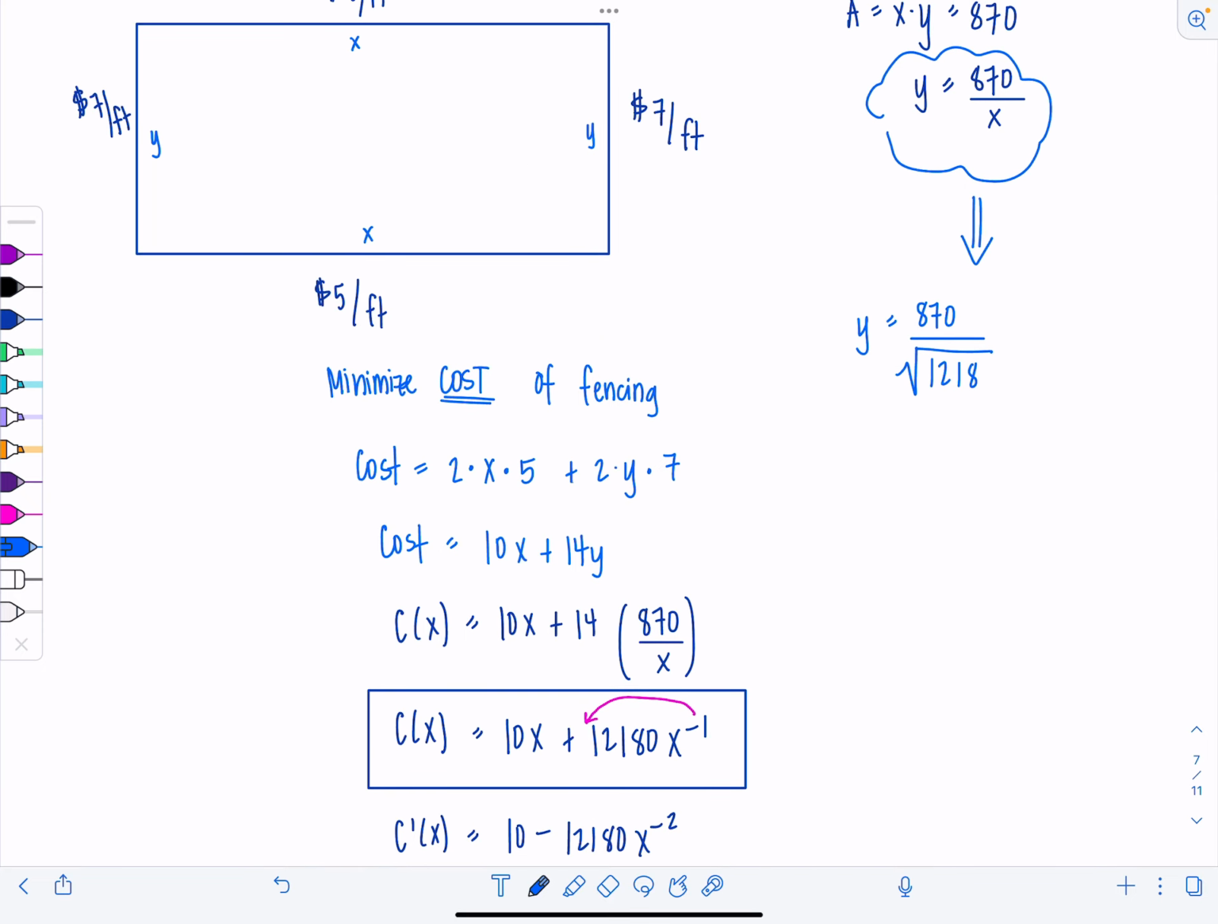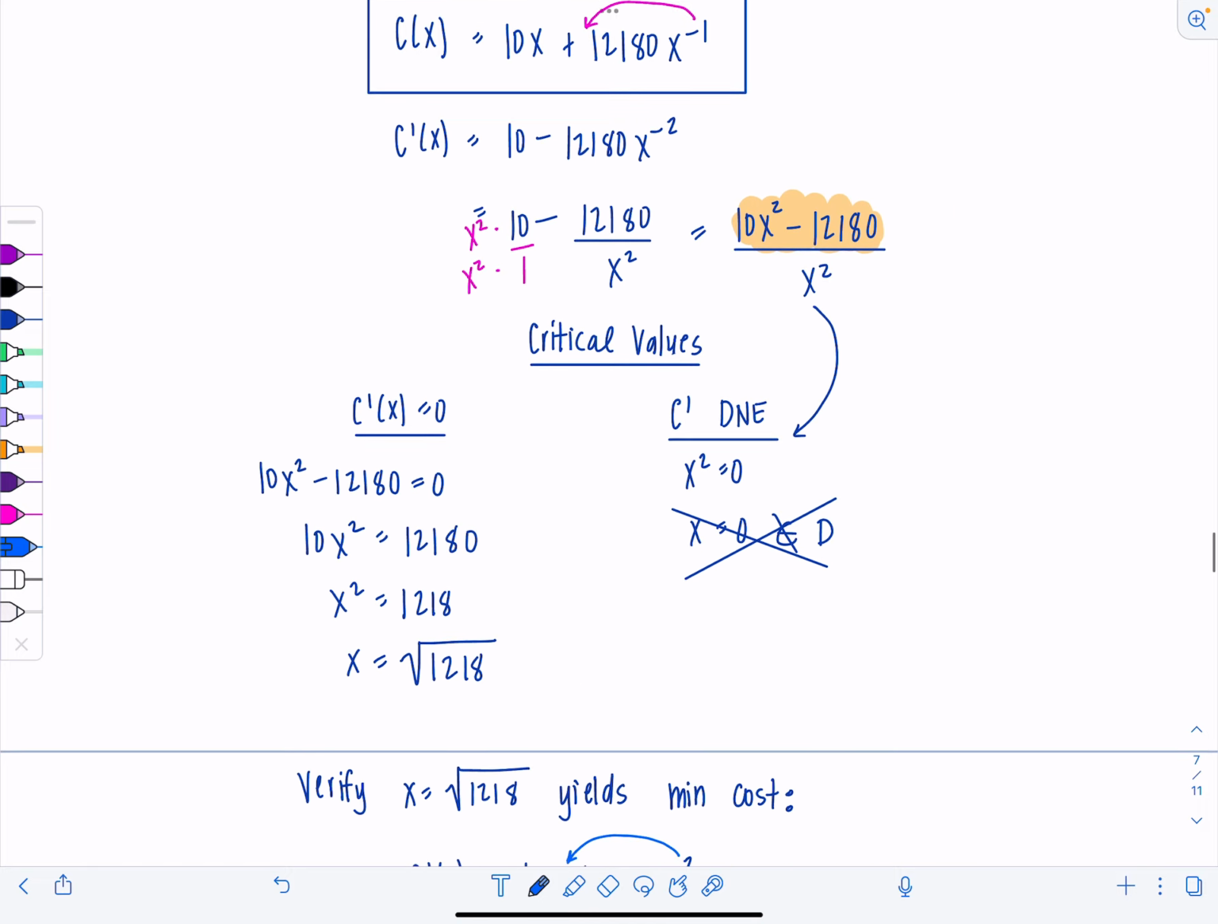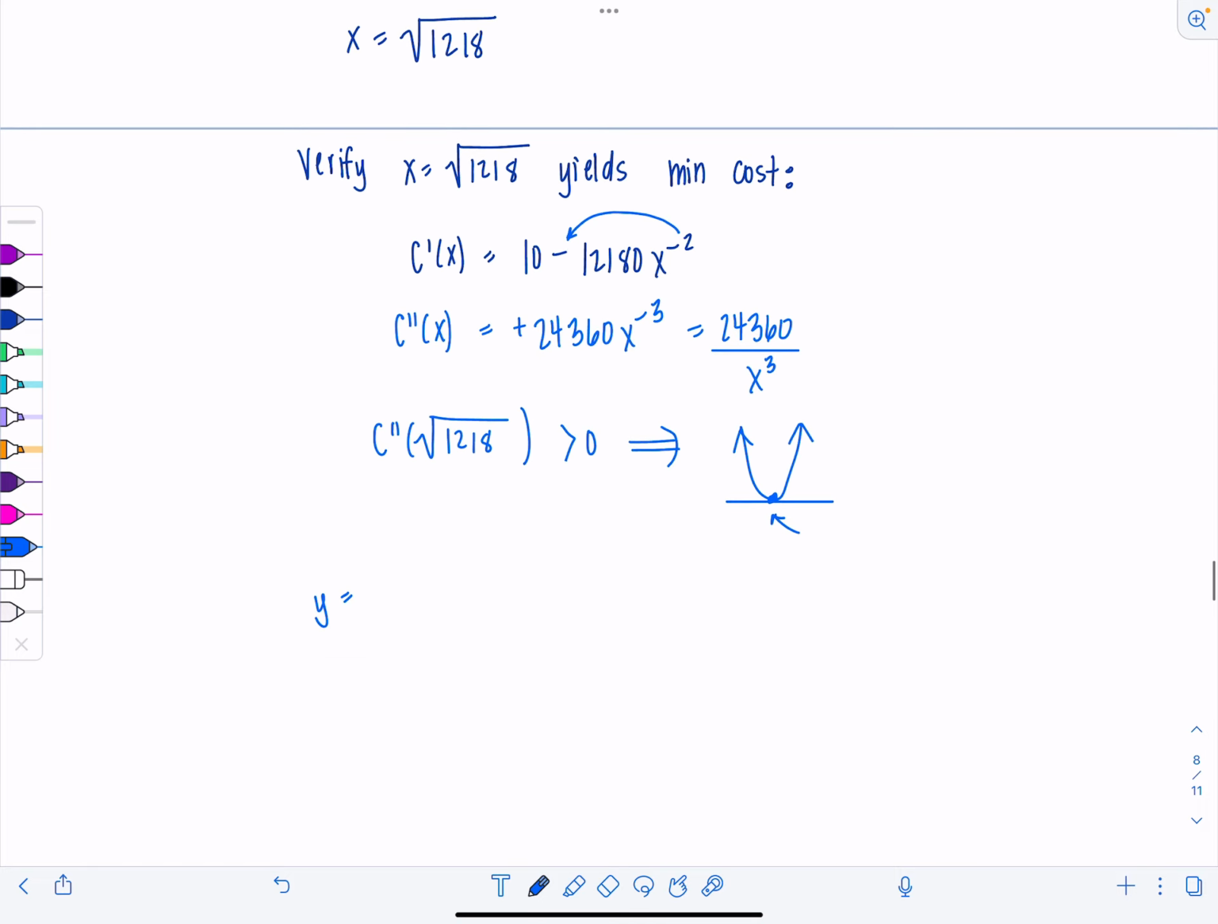Okay, and then, I mean, if you have to leave it as exact answers, then you would say y is 870 over rad 1218 and x is rad 1218. Since we came up with x and y, you want to tell them which is which. So for us, x was at $5 per foot, and then y was that many feet at $7 a foot.